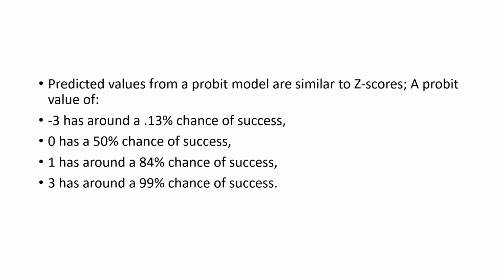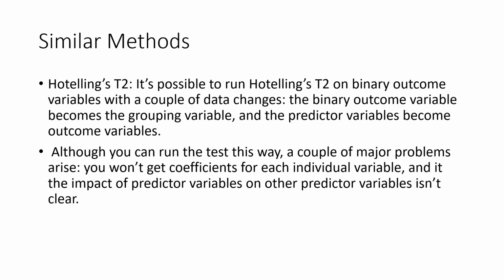The predictive values from probit model are similar to a Z score. So a probit value of -3 has around 0.13% chance of success. 0 value means 50% chance of success. 1 means 84% chance of success, and 3 means 99% chance of success.